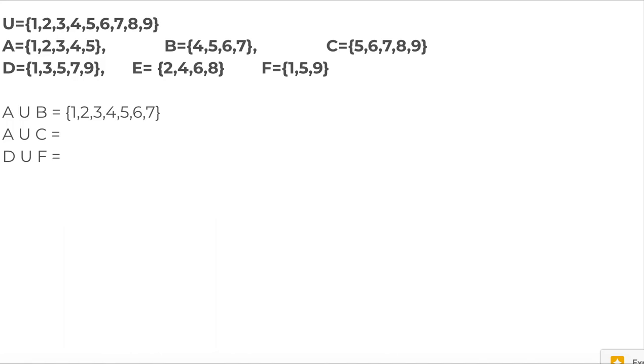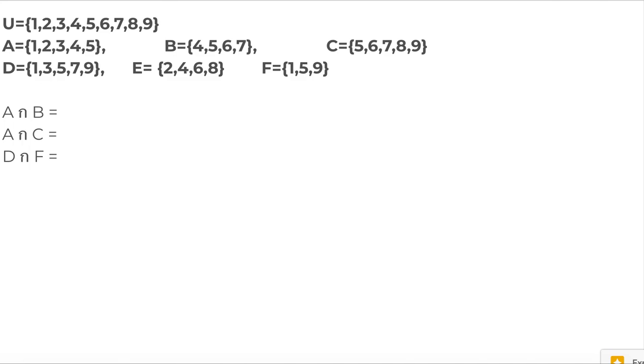A union C would be 1, 2, 3, 4, 5, and then 5, 6, 7, 8, 9. So 1 to 9 elements. D union F would be 1, 3, 5, 7, 9. And when you look at set F, all the elements are already there in the set D. So you don't need to add anything to the set D to find the union of D and F.